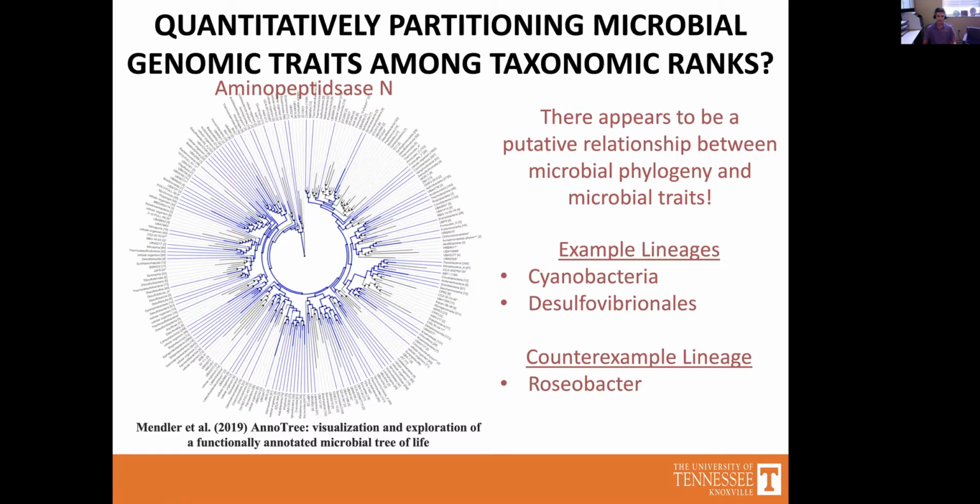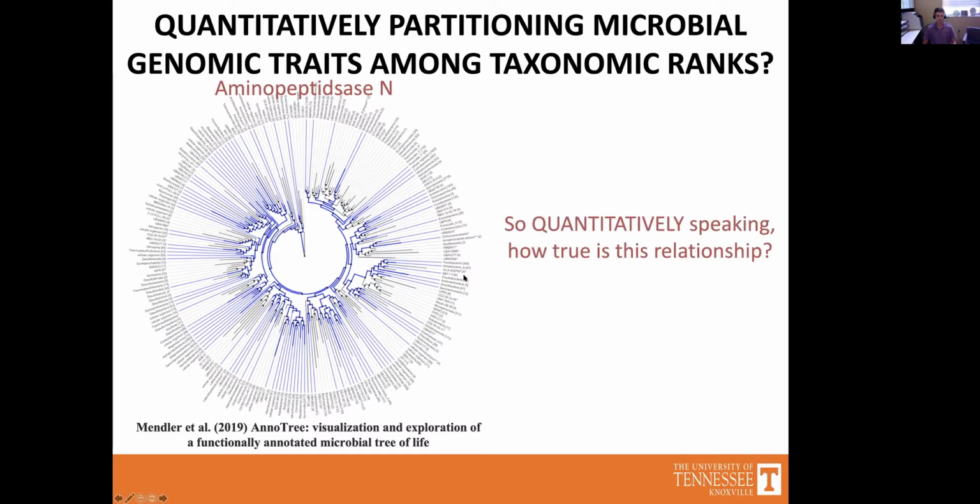The reality is that it's somewhere in between, right? Sometimes lineage is very good as a predictor and other times it's not. So we want to quantify this. That's the underlying idea of the work I'm about to present: we are quantifying the relationship between taxonomic groups and the underlying traits within their genomes.